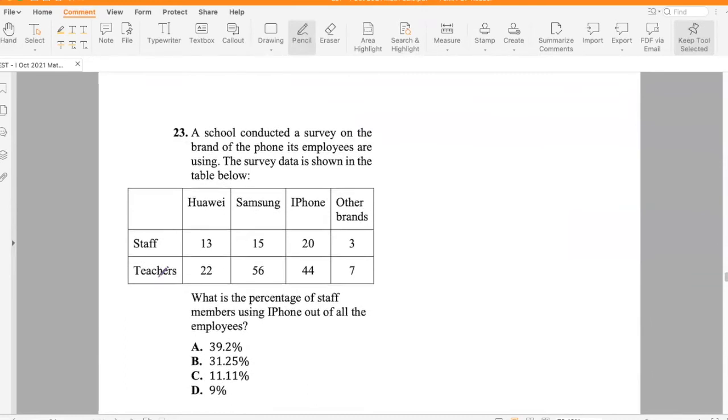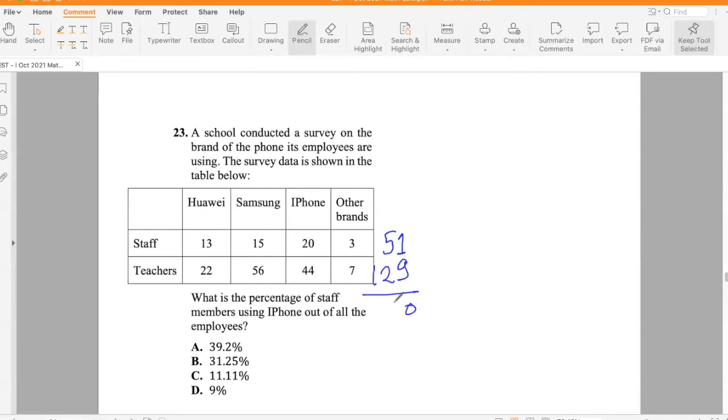A school conducted a survey on the brand of the phone its employees use. The survey data is shown in the table below. What is the percentage of staff members using iPhones out of all the employees? Okay, so all the employees would be, let's add this, 5 and 3, 8 and 3, 11, carry 1, 2, 3 and 2, 5, and 2 and 6, 8 and 4, 12 and 7, 19, carry 1, 1 and 2, 3 and 5, 8 and 4, 12.